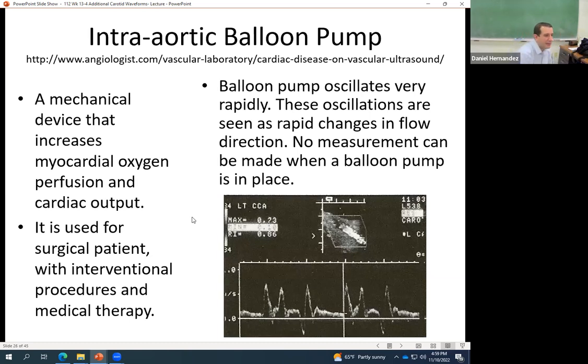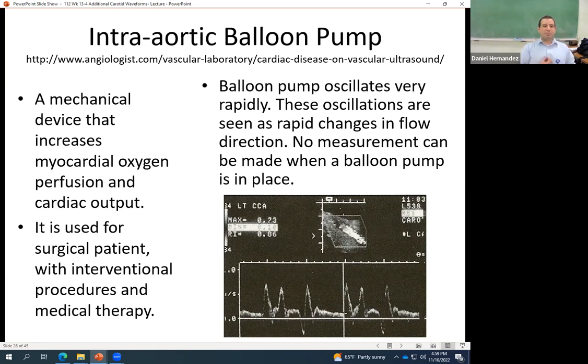So something that you guys might encounter would be a patient who's got an intra-aortic balloon pump. A lot of times we're doing these carotid Dopplers for pre-surgical heart patients, patients pending coronary artery bypass surgery, and they might be on a balloon pump. This balloon pump helps to take some of the stress off of the heart and increase coronary artery perfusion by changing some of the pressures within the aorta, allowing for more flow to enter into the coronary arteries.